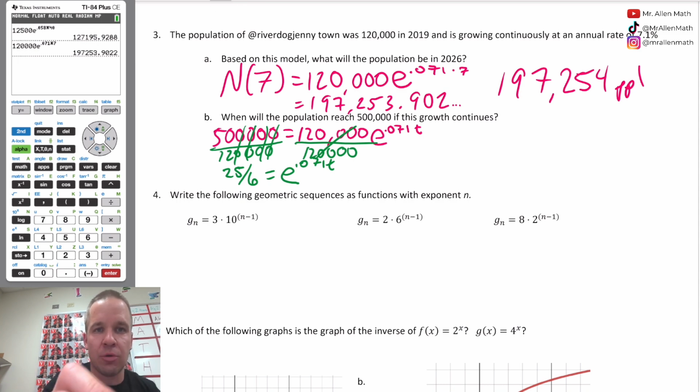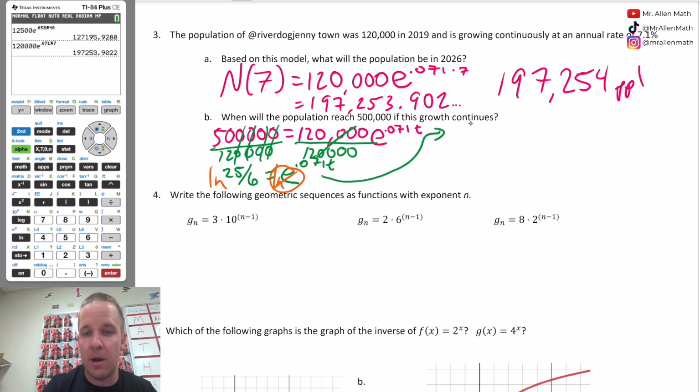Well, if I take the natural log on both sides, so natural log and natural log, these two right there undo each other. They don't really cancel. They're just inverse functions of each other. But in any event, they are gone, okay? So now I've got the natural log of that 25 over 6 equals 0.071t. I'll divide by 0.071 on both sides to get t, right?